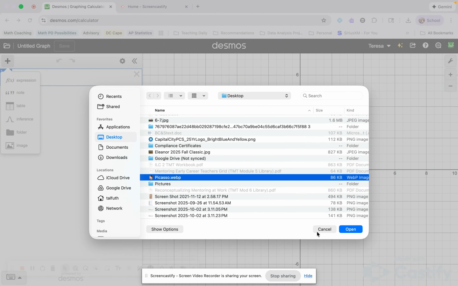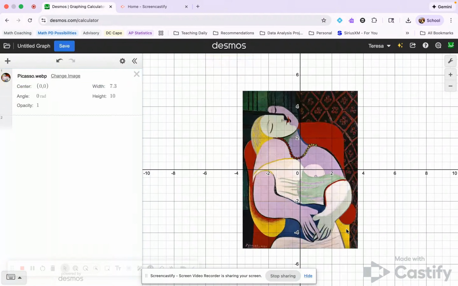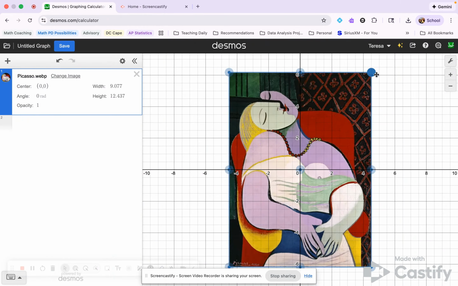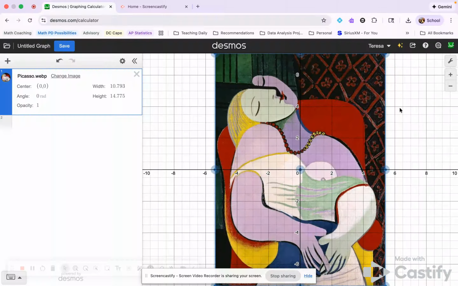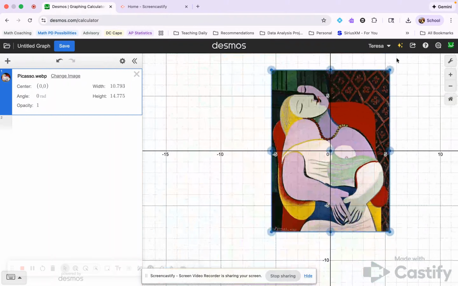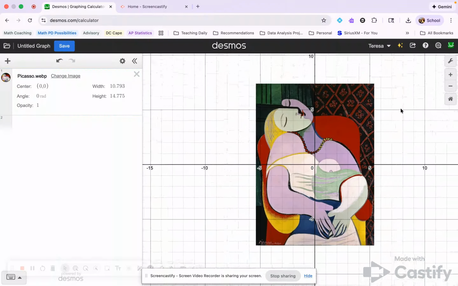I chose this Picasso painting. I found it very interesting. And then you'll notice over here that it's going to be centered at 0, 0. And we have the width, the height, and the opacity. So those are kind of the things we can play around with a little bit. I'm going to keep mine right at the origin, but I want to make it a little bit bigger so that it's a little bit easier for me to see the different values.